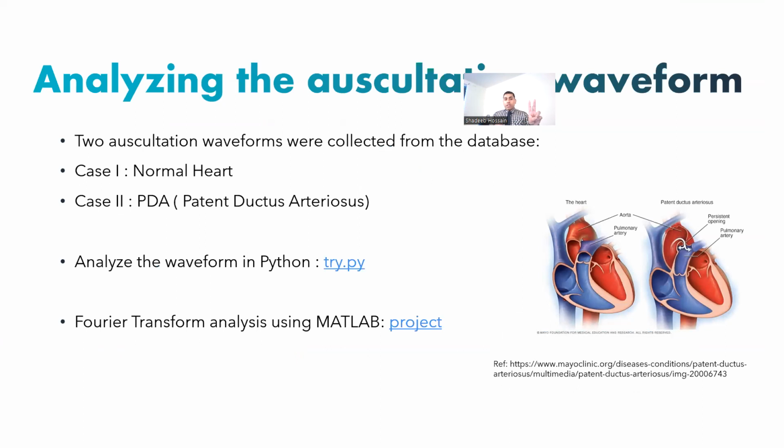So two conditions have been analyzed. One is a patient with a normal heart. As you could see over here, the reference of the diagnosis is given, where there is no opening. Case 1 is a normal heart. Case 2 is a patient with a PDA, where there is an opening between the aorta and the pulmonary artery. What we try to do is, from a database, we try to get auscultation waveforms.